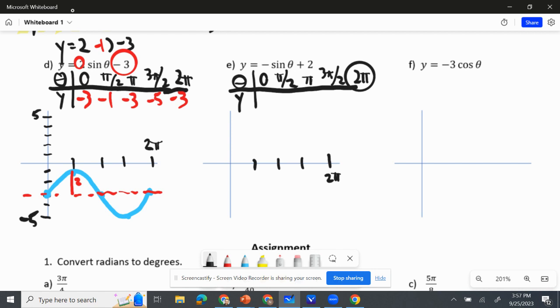Now when we write this equation, we have y equals negative, and then we put parentheses. We're replacing the sine with each of our sine values. So sine starts off at 0, and so that would give us a 2. Then it goes to 1, and that would be -1 plus 2, which is 1. Then it goes back to 0, and then it goes to -1, and negative is a positive, so that would be a 3, and then it ends off in the same spot.